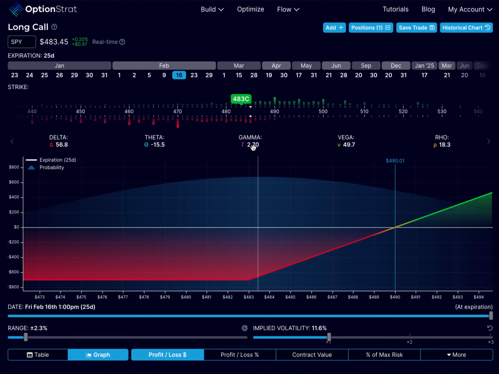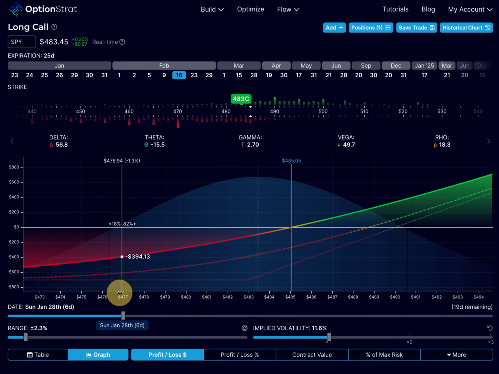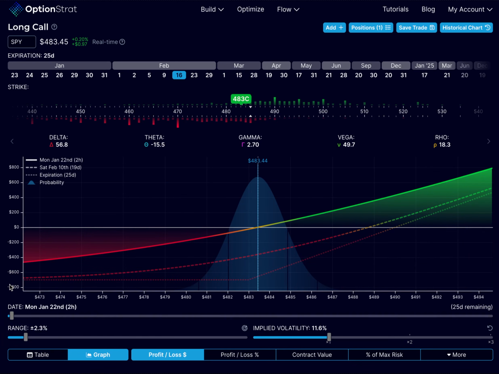Gamma is a measurement of how quickly delta changes when the market changes. I'm not going to get deep into these, but just know that this is where all of your Greeks are, and you have availability, of course, to see and understand what's happening with those Greeks as well.